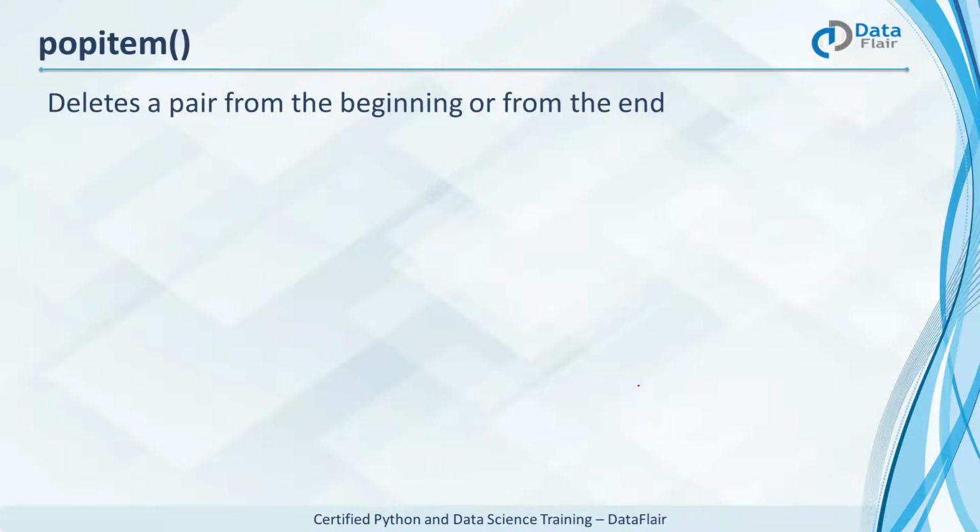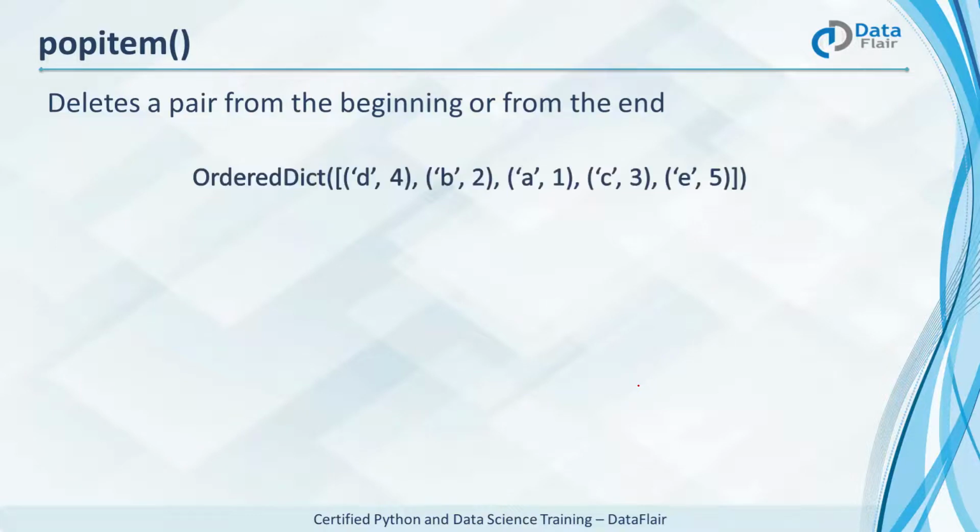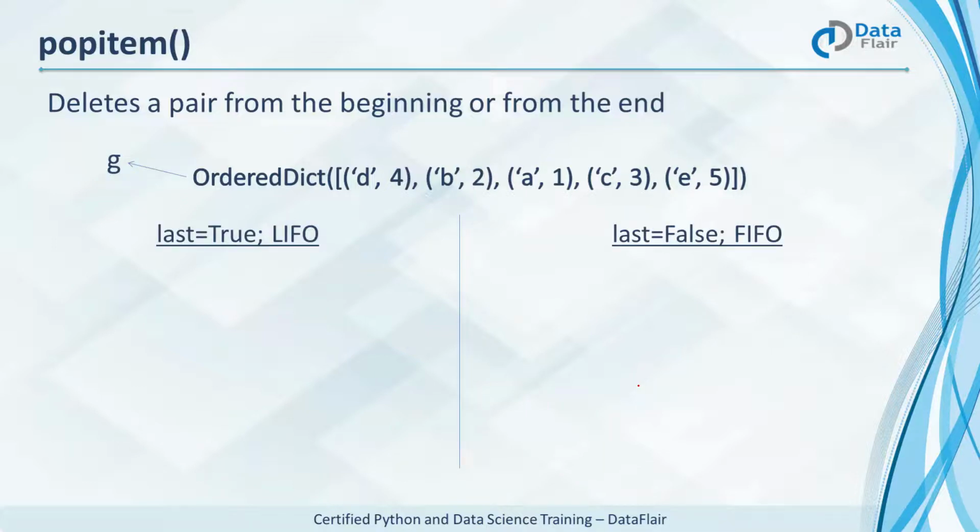Finally, we can also delete a pair from the beginning or from the end. This is the OrderedDict. We call it g. Let's compare LIFO and FIFO. LIFO is last in first out. The last item you added is the first to be popped. FIFO is first in first out. The first item you added will be popped out first.